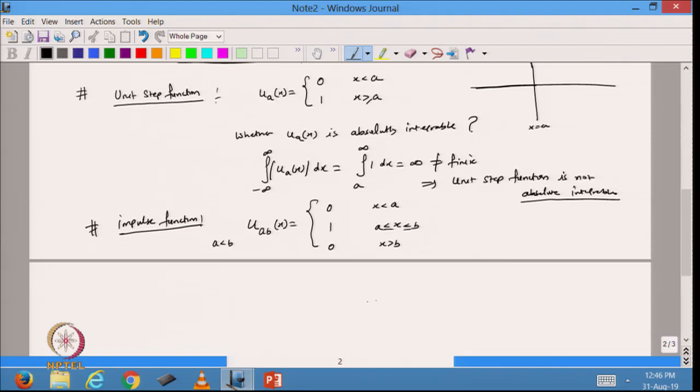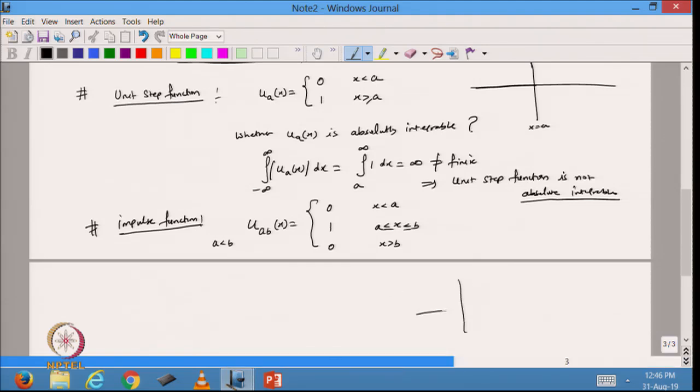If I want to plot this function, suppose this is my a and this is my b. Then the function will be 0 before a, its value will be 1 whenever x lies between a and b, and after that its value is again 0. So, let us check whether it is satisfying the conditions or not. In this case, this is piecewise continuous, so the first condition is well satisfied in a finite interval.